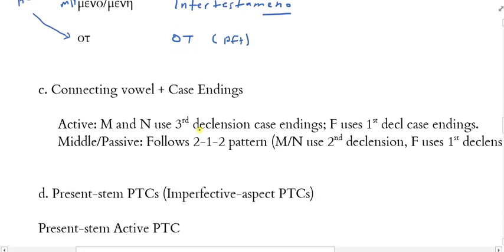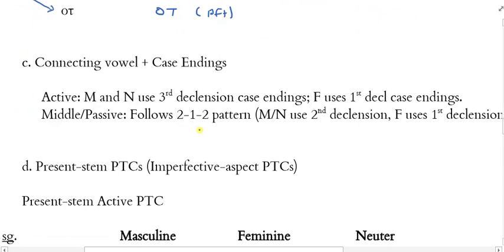We're going to see this in action in just a few minutes. Okay, what comes after the participle morpheme? The connecting vowel plus case endings. All right, so this is just a layout here. We're going to see it in action in a moment. But if the participle is an active participle, masculine and neuter forms use third declension case endings. Feminine forms use first declension case endings. And if we're using the meno-mene forms, that's going to follow a 2-1-2 pattern. If you remember what that means, the first number is masculine, second number is feminine, third number is neuter. And that's back to declension. Second declension, first declension, second declension. That is to say, masculine neuters use the second declension, and feminines use the first declension.